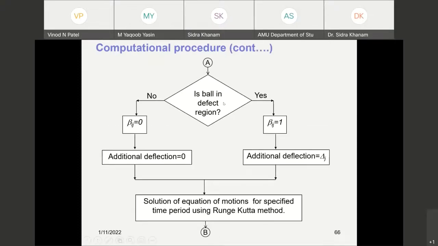That can be given by this beta ij. If beta ij is 0, that means the ball is not in the defect zone. If beta ij is 1, that is, if the ball is in the defect zone, the beta ij value should be 1.